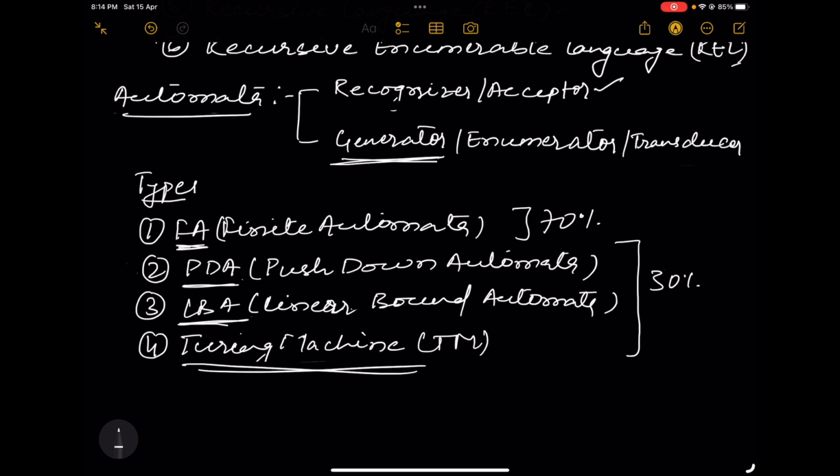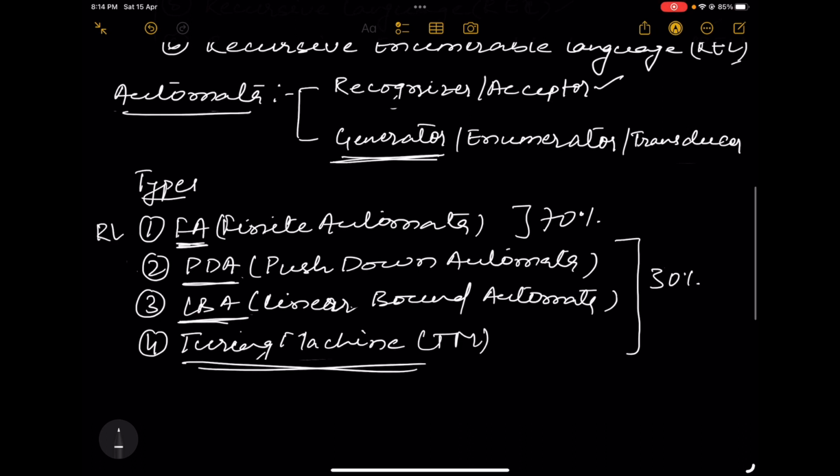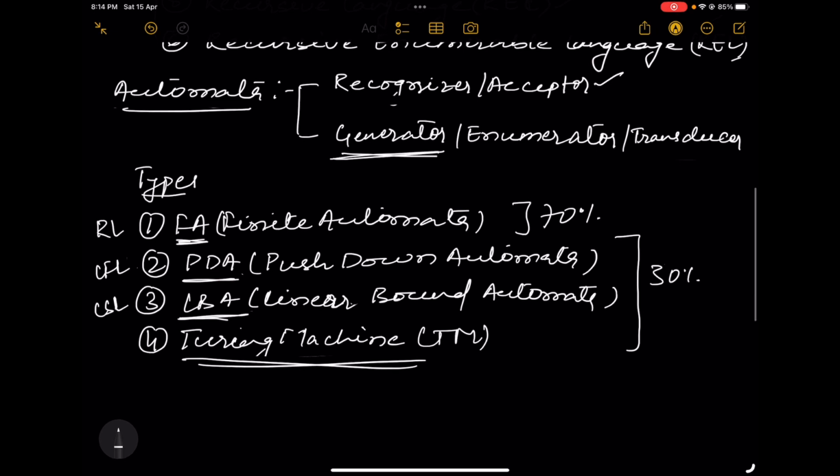The language accepted by the finite automata is the regular language. The language accepted by PDA is the context-free language. Similarly, we have the context-sensitive language accepted by LBA, linear bounded automata, and the fourth is the recursively enumerable language, which is accepted by the Turing machine.